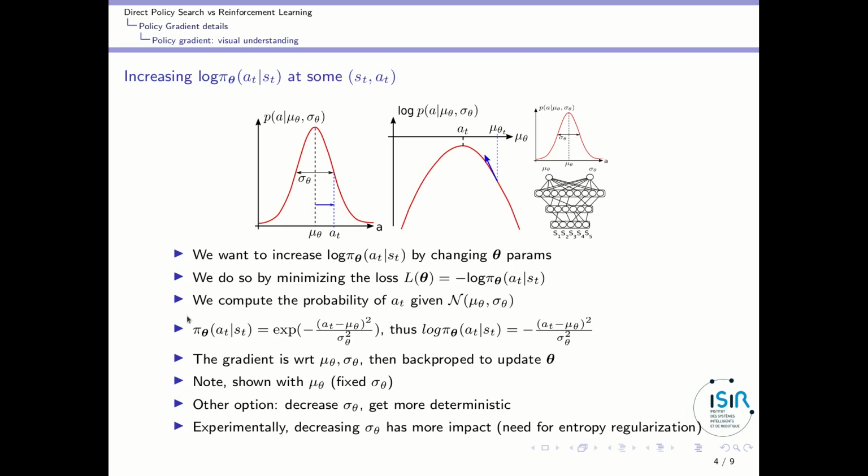In more mathematical detail, the probability of this action is given by the following function, and since it is a Gaussian, it can be written this way, and that's an exponential function. So if you take the log of the probability, the log and the exponential cancel each other, and you get this expression. So you can see that the log of the probability is in fact a quadratic function. So what we want to do is to increase the log probability of the action given the state, which means that for the given mu that we get, we want mu to move closer to the action, where the quadratic function is the highest. So the gradient is with respect to these parameters, and then once we have computed this gradient, it is backpropagated to update theta.